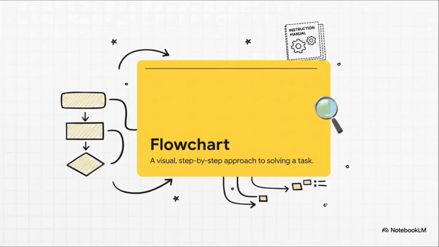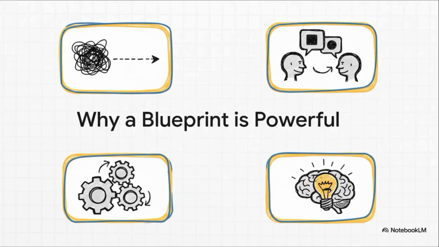So what is a flowchart really? To put it simply, it's the instruction manual for your program. It's a diagram that uses just a few basic shapes to show the entire journey of your code. You know, how information moves, what decisions it makes, and what actions it takes from the second it starts to the second it ends. But why is this so powerful?